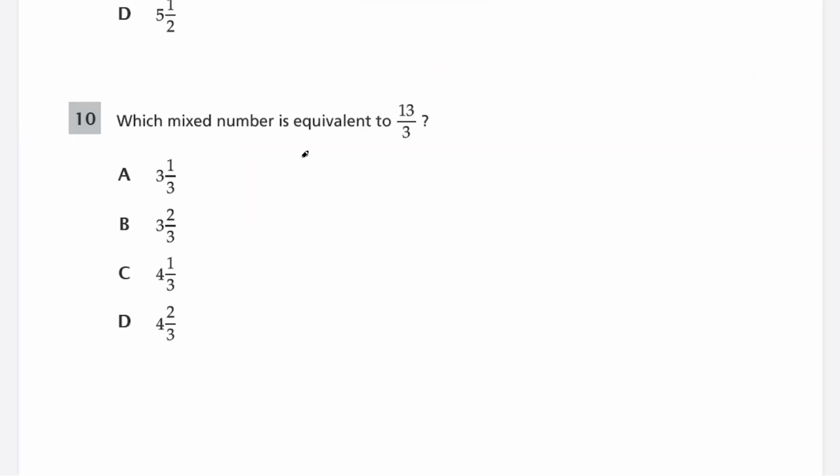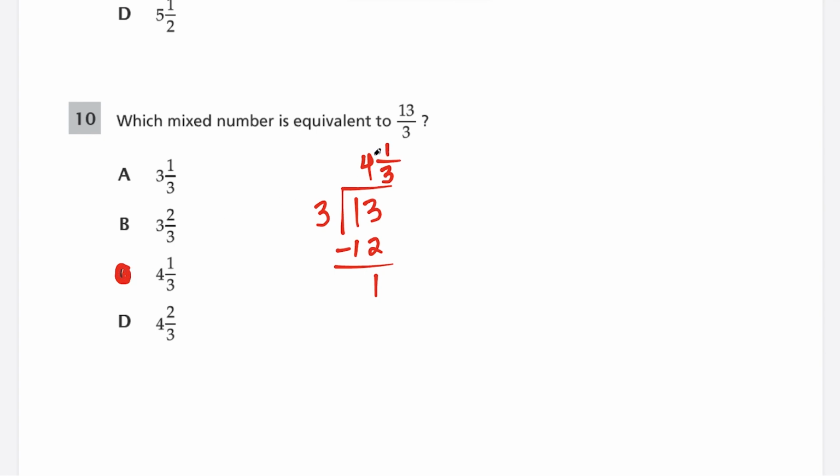Question 10, which mixed number is equivalent to 13 thirds? So we're going to take 13 and divide by 3. And 3 goes into 13 4 times. I do 4 times 3 is 12. And now I'm subtracting 12 from 13. I have a remainder of 1. And the remainder I'm going to write over here. So I have a remainder of 1 goes in my numerator. And I originally divided by 3. So I have 4 1/3. And this is going to match up with choice C.